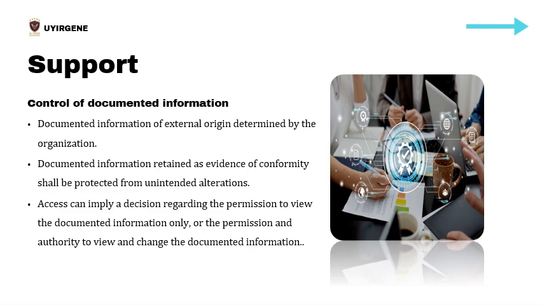Documented information of external origin, determined by the organization to be necessary for the planning and operation of the quality management system, shall be identified as appropriate, and be controlled. Documented information retained as evidence of conformity shall be protected from unintended alterations. Access can imply a decision regarding the permission to view the documented information only, or the permission and authority to view and change the documented information.